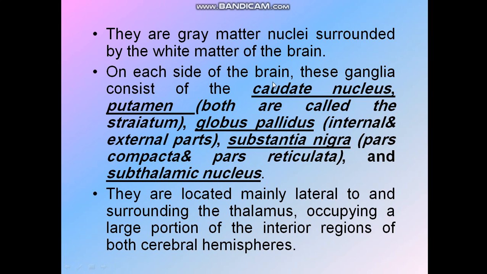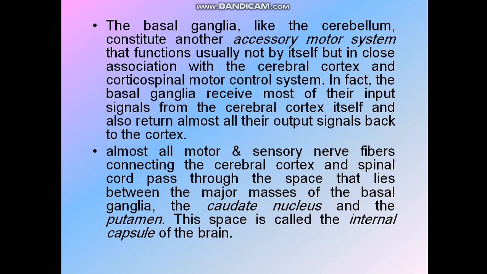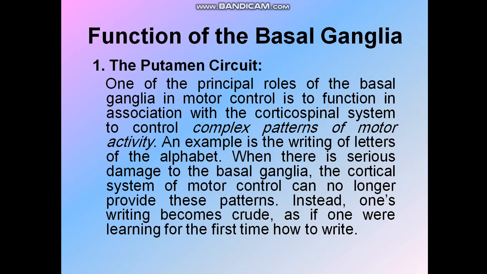These are the caudate nucleus, as we said, and the putamen. Both are called striatum, then the globus pallidus internus and externus, substantia nigra, and the subthalamic nuclei. Together with the cerebellum, they are called the accessory motor system. It's concerned with motor control of activity in different parts. And we discussed the internal capsule.